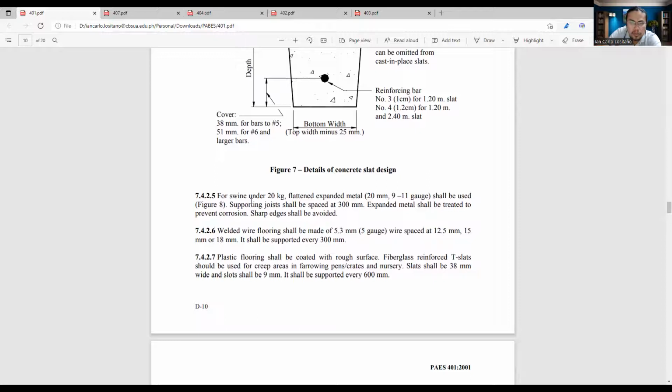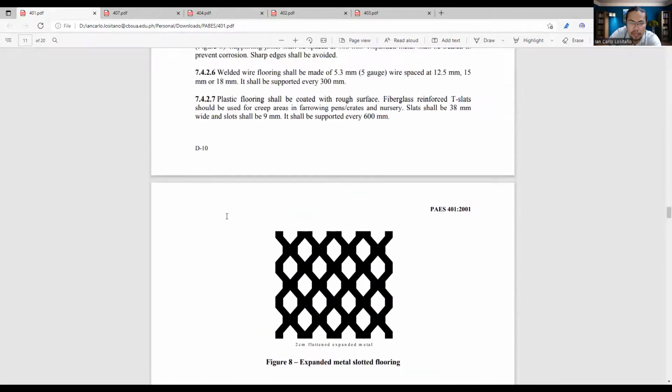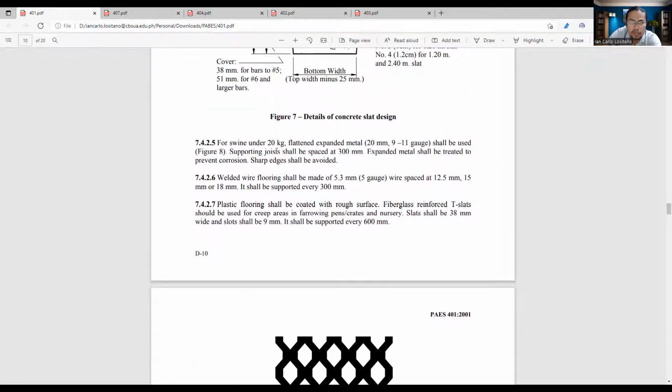For swine under 20 kilograms, flattened expanded metal should be used. This is for figure 8. Supporting joists shall be spaced at 300 millimeters. Expanded metal shall be treated to prevent corrosion. Sharp edges shall be avoided.